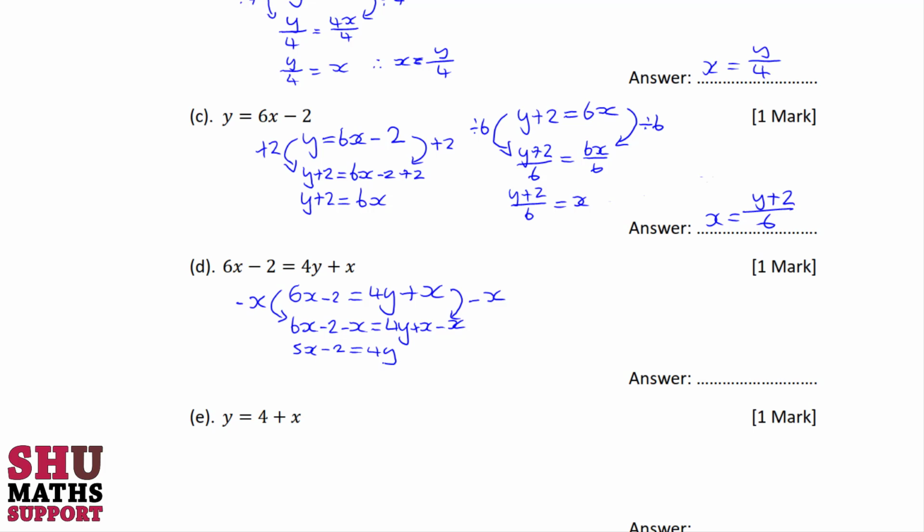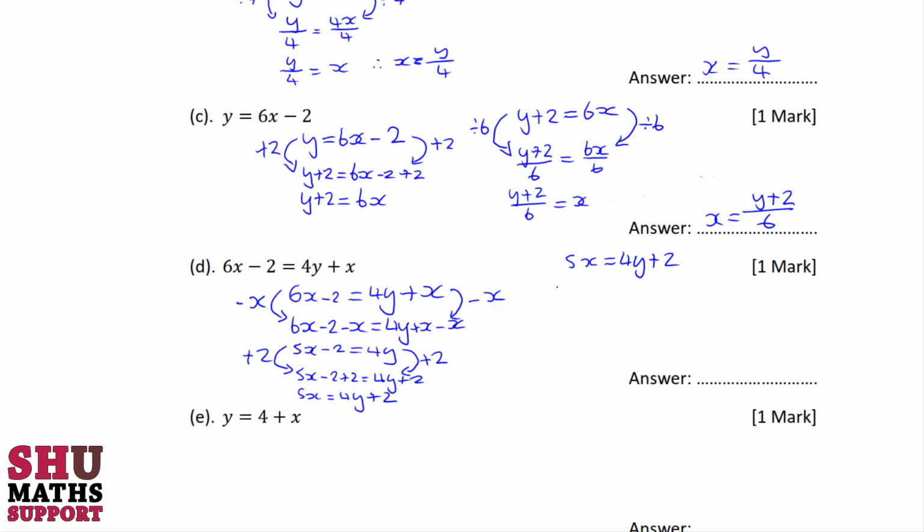So if we add 2 to both sides, we'll isolate the x term. So if we add 2 to the left-hand side, and add 2 to the right-hand side, we'll have 5x minus 2 plus 2 is equal to 4y plus 2. And then if we simplify this, we'll get 5x is equal to 4y plus 2. And then I'll rewrite this over here because we're not quite done yet. So 5x is equal to 4y plus 2.